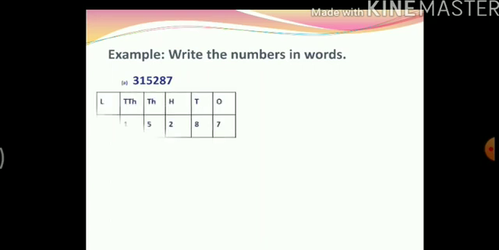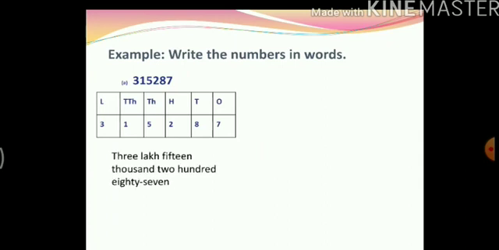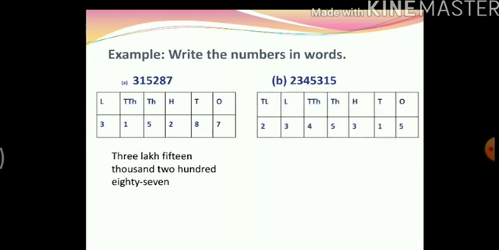315287. As I mentioned before, writing it down in the place value chart makes it easier. So first we will put it down in the place value chart. So in words the number will be 3,15,287. Let's see another example. 2345315. This is a 7-digit number, so the place value goes from ones to 10 lakh. Now, writing it in words, the answer will be 23,45,315.